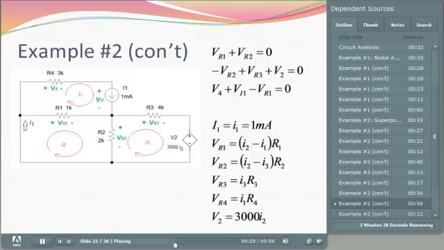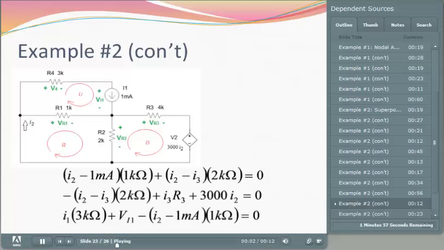Again, the equations on the upper right are the 3 equations that we obtained using Kirchhoff's voltage law, and the equations on the lower right are the ones that we have obtained using Ohm's law, noting that the current flowing through the independent current source, I1, happens to be equal to the mesh current I1, which is equal to 1 milliamp, and the voltage across V2 is still equal to 3,000 times I2.